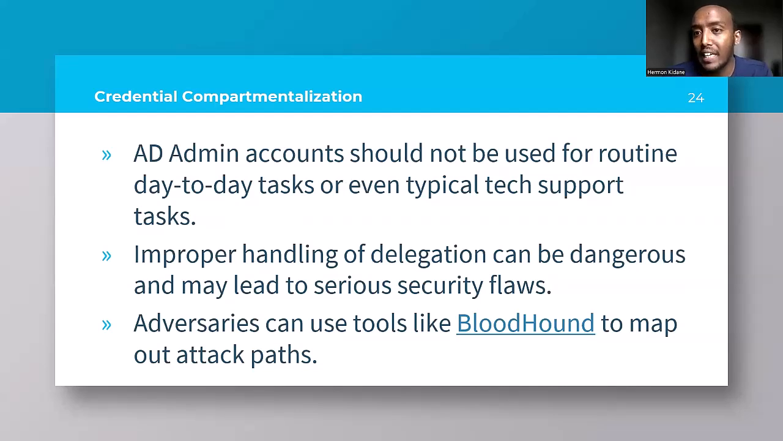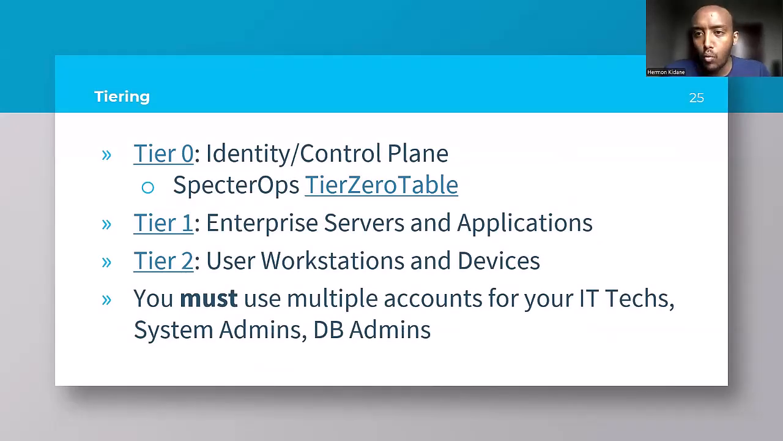Improper handling of delegations can be really dangerous and may lead to serious security flaws, right? Attackers can map different attack paths through tools like Bloodhound. Right now, when we talk about tiering, we use a three-tier architecture. The first one, tier 0, is where the highest privilege accounts and objects reside. We call it the identity or the control plane. If you don't know where to start, you could use a tier 0 table made by SpectreOps. I recommend you check that out. Tier 1 typically includes your enterprise servers and applications and the administrators that administer those. Tier 2 is your user workstations and devices, and the administrators that administer those.